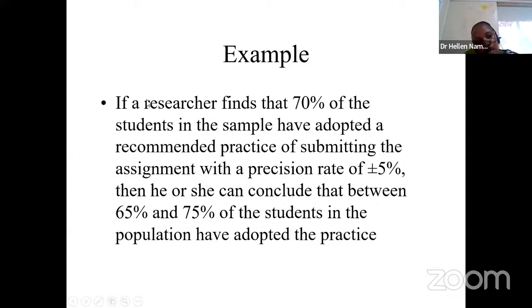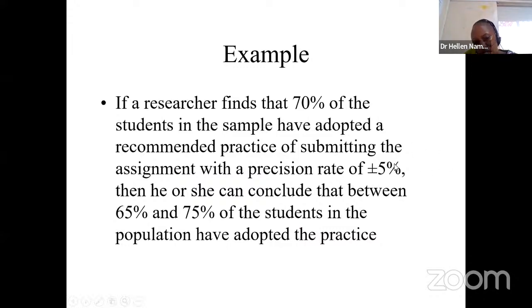Let's take an example. We have an example here that says, if a researcher finds that 70% of the students in the sample have adopted a recommended practice of submitting the assignment, we are given the precision rate of plus or minus 5%. We have a plus or minus. Remember, we are not so certain of the true estimate. So what we do, we want to estimate the value to have a certain allowance, because we are not so sure that we'll be able to estimate the exact population value.